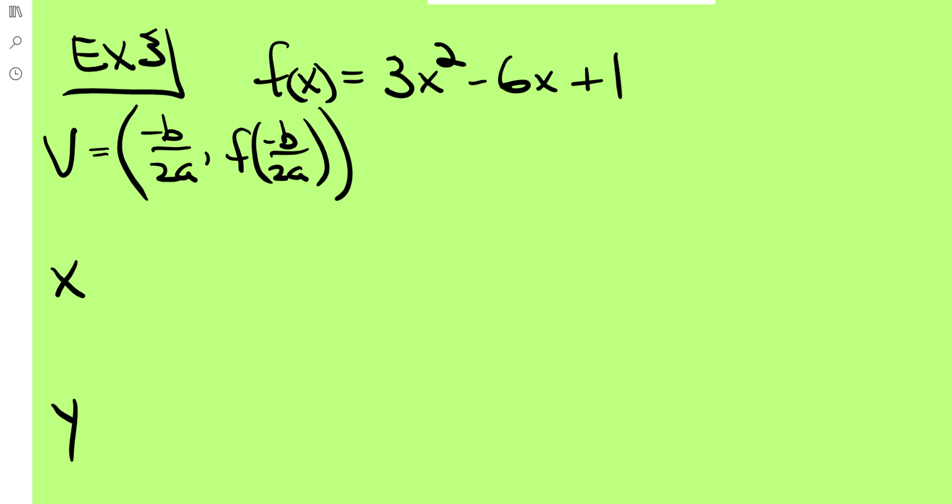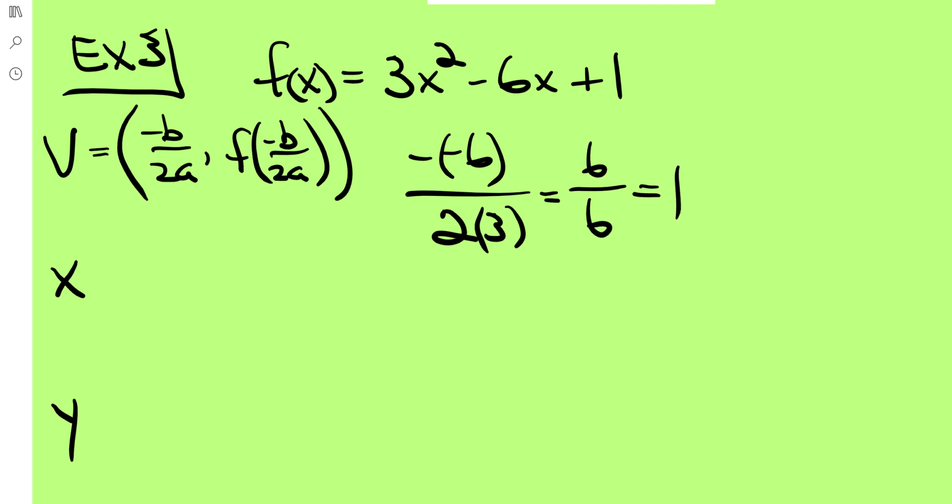All right, so negative b over 2a. This is negative 6 divided by 2, and a is 3 this time. So this is going to give me 6 over 6, which equals 1. All right, so for f of negative b over 2a, it's going to be f of 1. Now I got to find the y value.